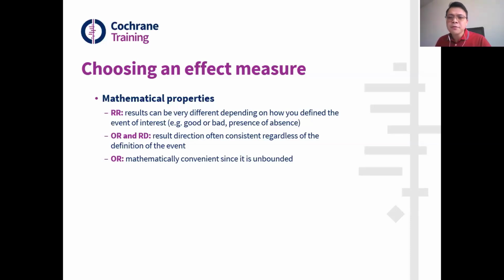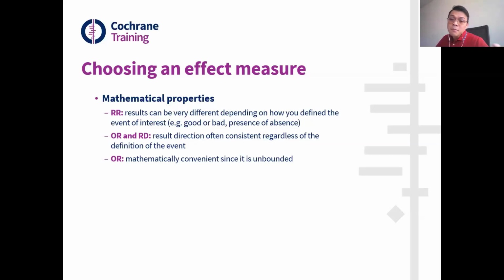For odds ratio and the risk difference, it generally doesn't matter which way you define your events of interest, and the effect measure essentially just flips signs. So for risk difference, from positive to negative or vice versa. For odds ratio, from increase to decrease or vice versa.